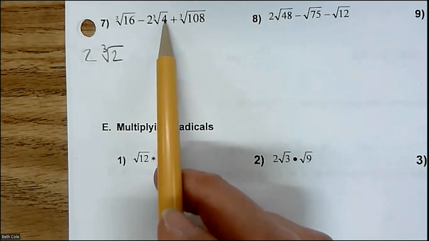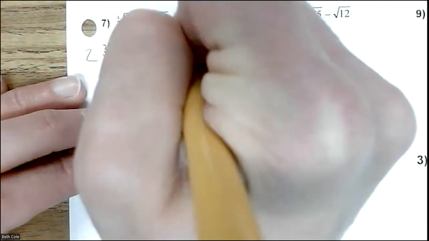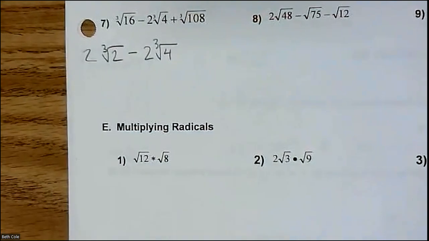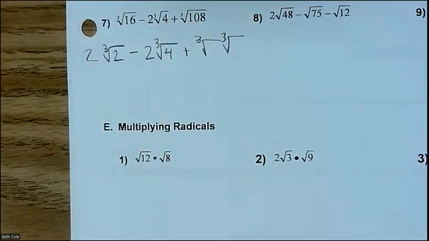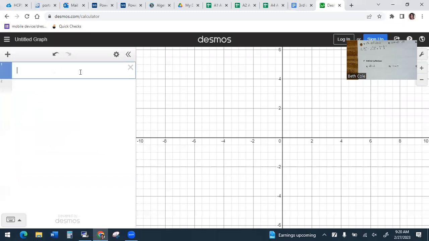Now this one, 4 is not a large enough number to do anything with. So what do we do if we can't do anything? Just leave it. Literally just rewrite it exactly as it is. And then draw two houses for the last one, and I'm going to type 108 into the calculator for us, unless some of you can do it in your head, which I know a lot of you can't.